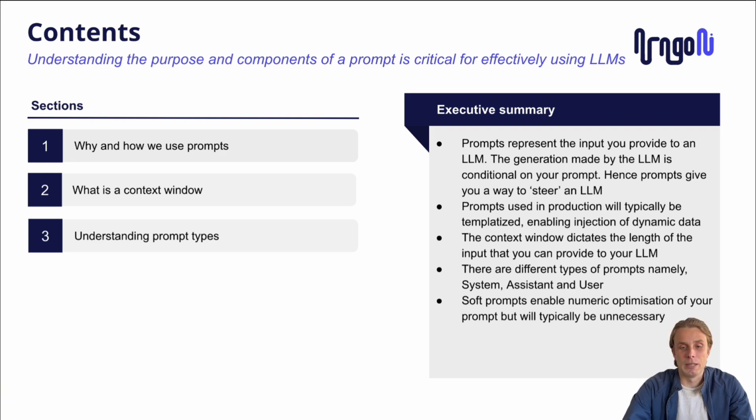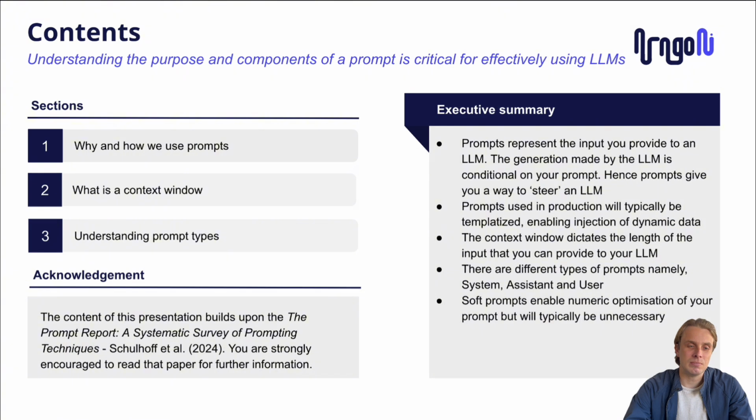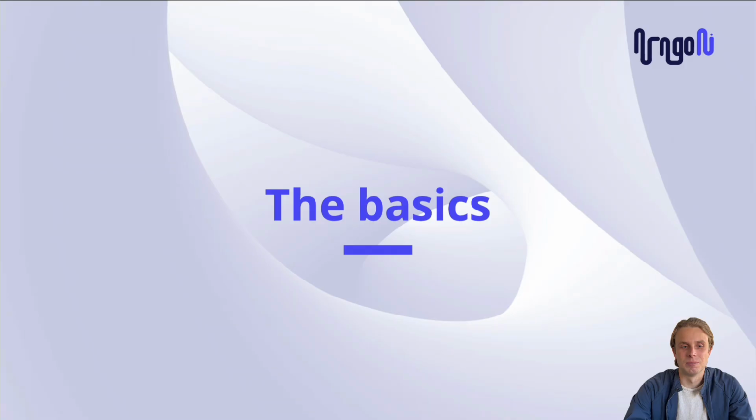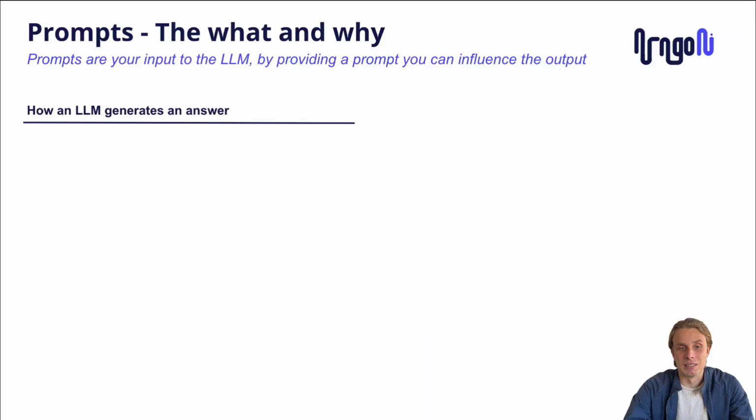And finally, we'll speak about the different prompt types and introduce the idea of hard and soft prompts, where hard is the type of prompt that you're used to using currently, and soft prompts are a way to change those prompts or improve them using numerical optimization. Like the other videos in this series, I want to give a highlight to the prompt report. It's a great paper, so if this type of thing is interesting to you, I recommend reading that after this presentation. Let's start with the basics.